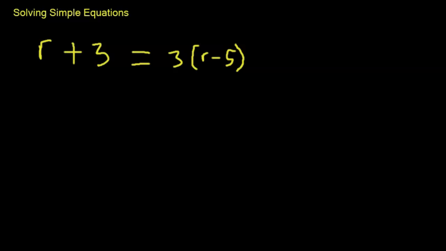Here is another one. r + 3 = 3r, 3(r - 5). Okay, so again, once we have brackets, first thing we want to do is get rid of the brackets, expand the brackets. Alright, so over here, we have r plus 3. And we expand the bracket, meaning multiply each term inside of the bracket by whatever is outside. In this case, we have the number 3 outside, so 3 times r, that's 3r.